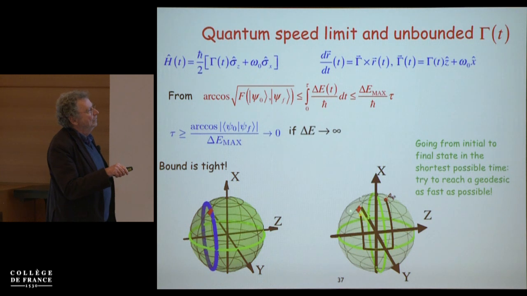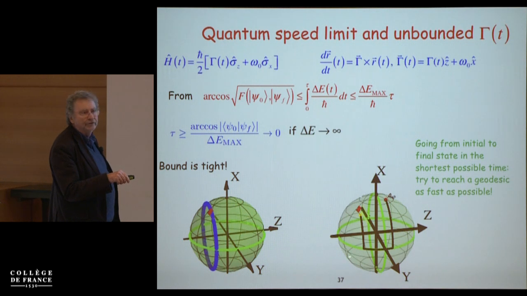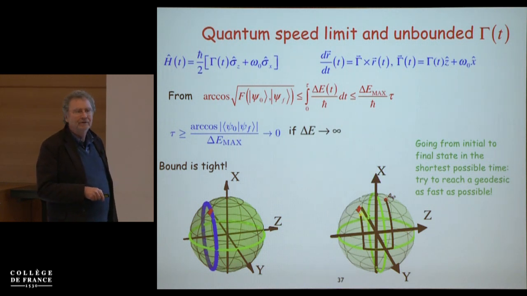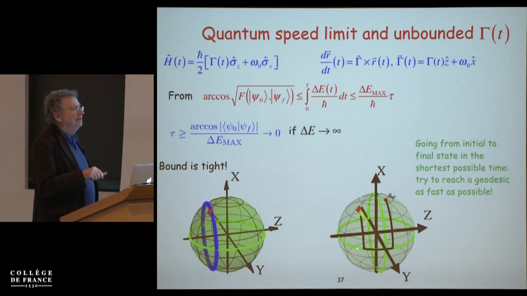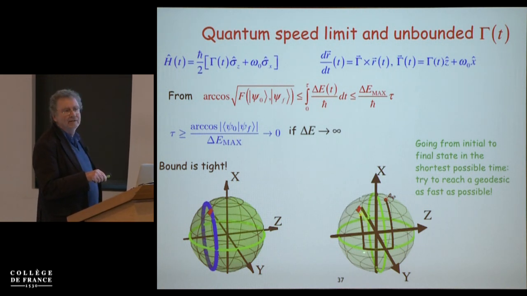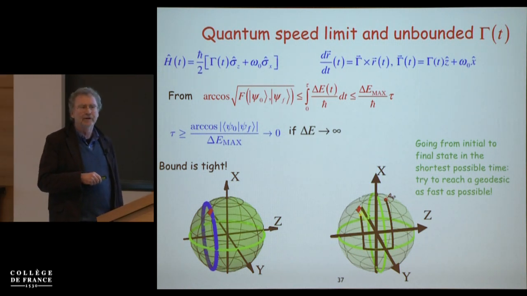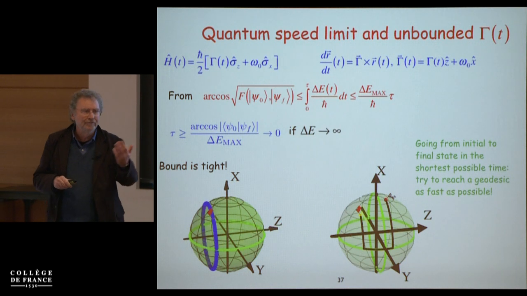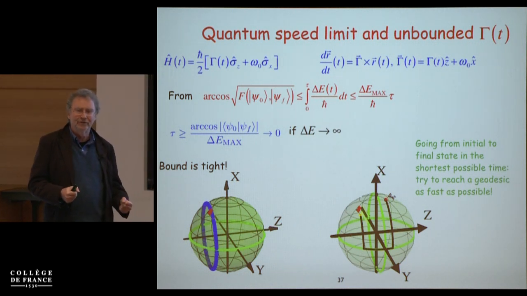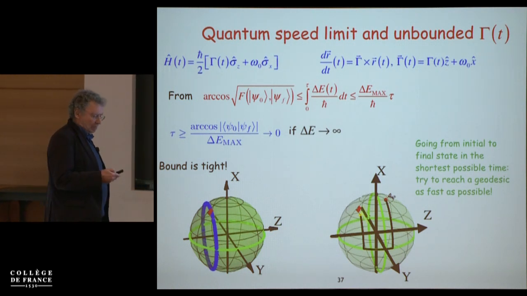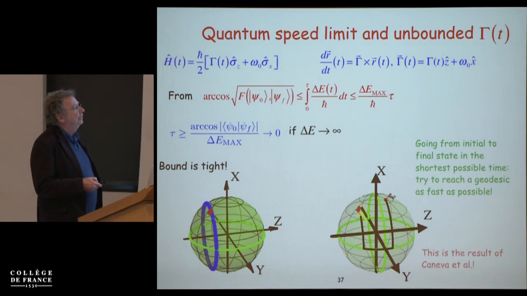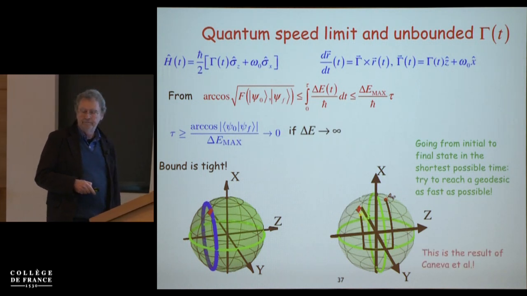So you start here. Here you have a fast rotation around the z-axis that takes you to the geodesic, this big circle here. And then you go to the final state, also as fast as you want. Now you see, this corresponds precisely to going as fast as possible in the beginning, setting gamma equal to 0 in the middle, and then going as fast as possible to the final state. So that's the geometric interpretation of going fast first, then gamma equal to 0, then going fast at the end. And this, of course, agrees with the results by Caneva et al. in the paper I showed you.